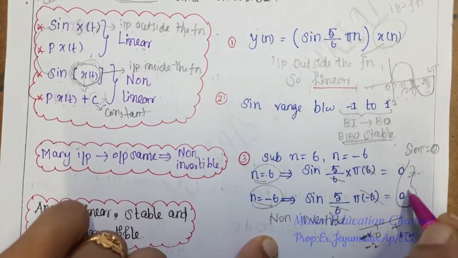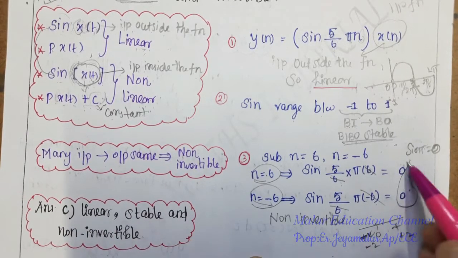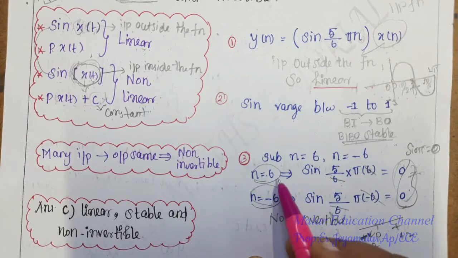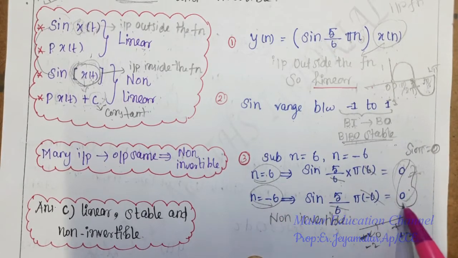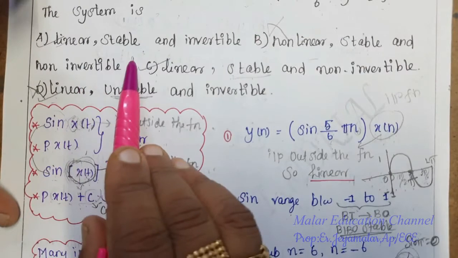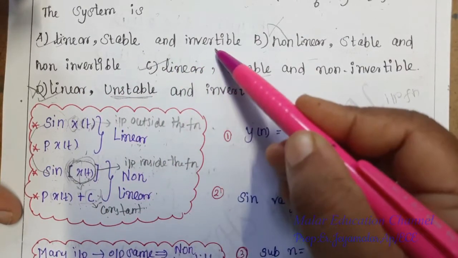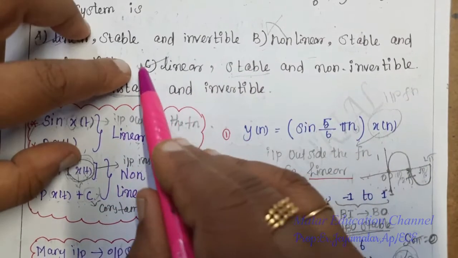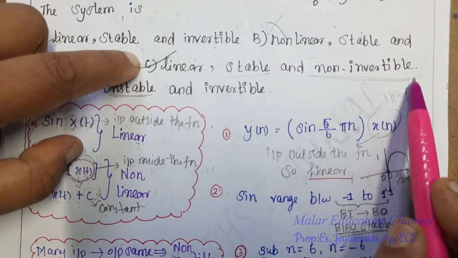So for conclusions, this is non-invertible. Non-invertible means both are 0, the same term. Whether we substitute the plus value or the minus value, the answer is the same, 0. The answer is the same, so not invertible. Hence the correct answer is C: linear, stable and non-invertible.